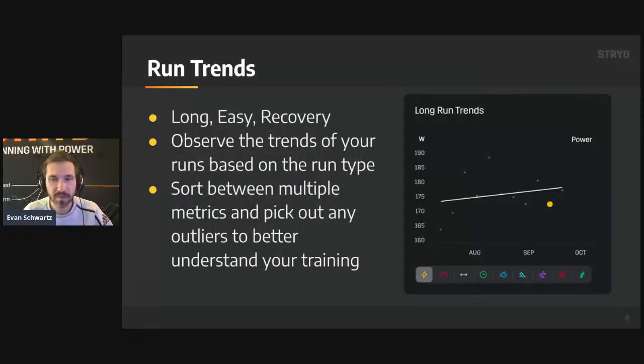Run trends. This is one of my favorite things to look at just because it gives you a lot of information, again, over that larger period of time, and you can look between all these different sort of refinements and be able to understand things about your own data. So the run trends card will pop up on long, easy, and recovery runs. You can observe the trends of your runs based on the run type. You can sort between multiple metrics and pick out any outliers to better understand your training.